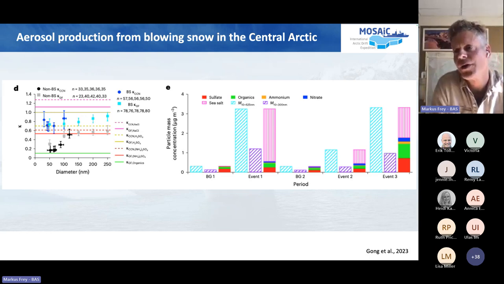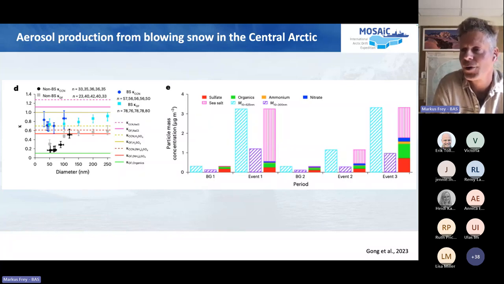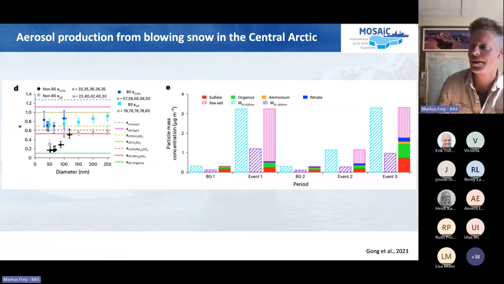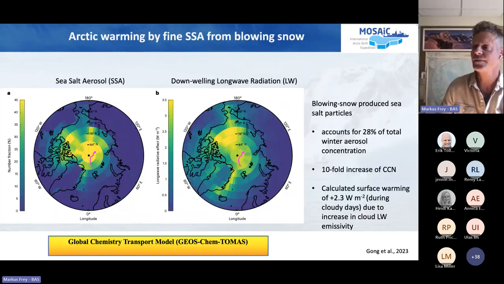During blowing snow, they are above 0.7, ranging to 1, so much closer to the lab-determined hygroscopicity of sodium chloride. Whereas outside the blowing snow period, lower hygroscopicities dominate, which are more similar to organics or ammonium sulfate. So that's a good lead that this is actually sea salt aerosol being observed.